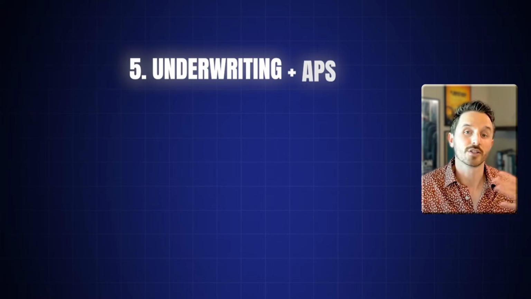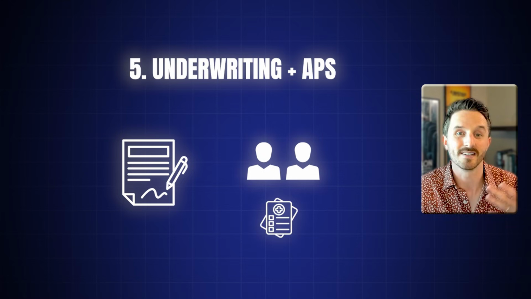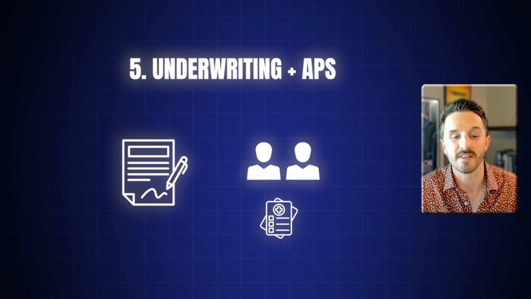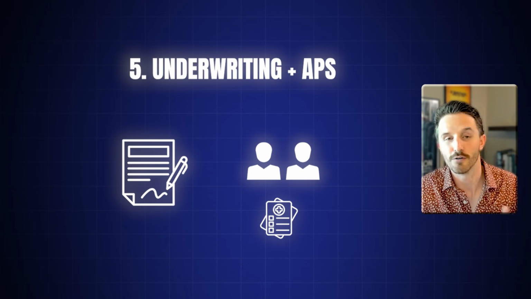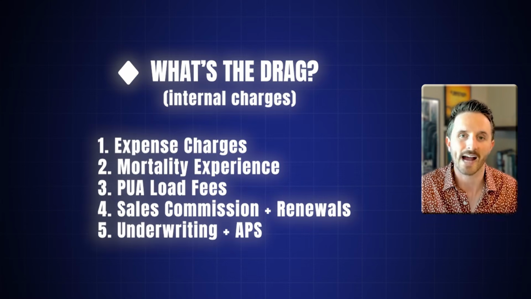Underwriting and APS. When you went through underwriting, there's a cost to paying all those people their salaries, but then also requesting medical records and whatnot. All of these also factor into the overall cost of doing business with the carrier. So that's everything that's essentially holding back the growth of your policy.